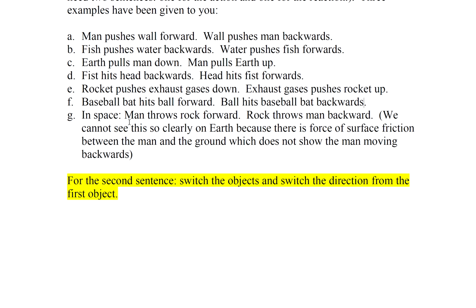Part G. In space, a man throws a rock forward, rock throws a man backward. Do you agree if there is no air resistance, if you threw a ball forward, then you would go backward? If there's no air resistance and surface friction? So you could see that we're going to switch the objects and switch the direction.